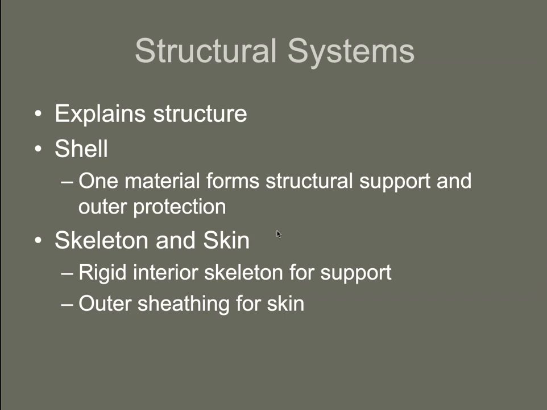For the shell system, you're going to see materials like wood, brick, stone, and adobe being used. And then it's also been revived in contemporary times because of more strong materials like plastics being used. And then for skeleton and skin, you'll see things like a wood skeleton and then like a stone sheathing, for example.